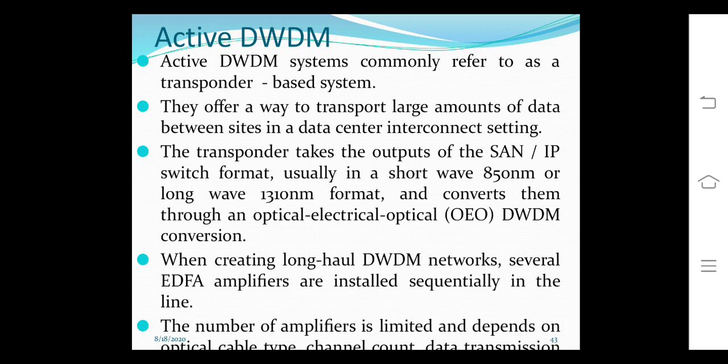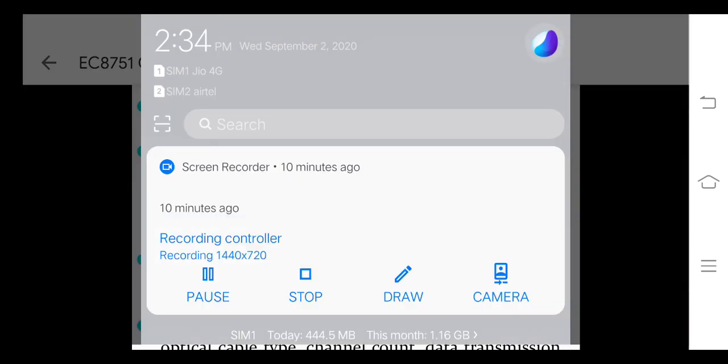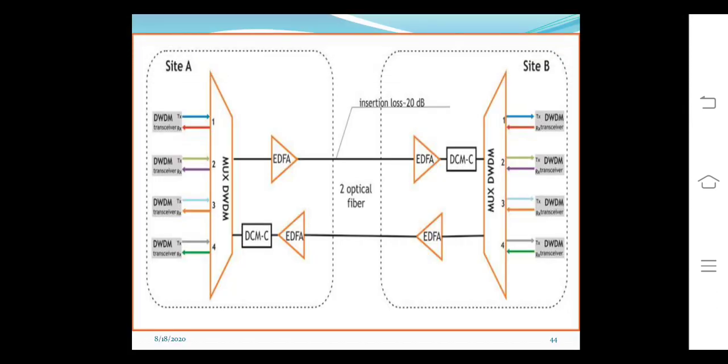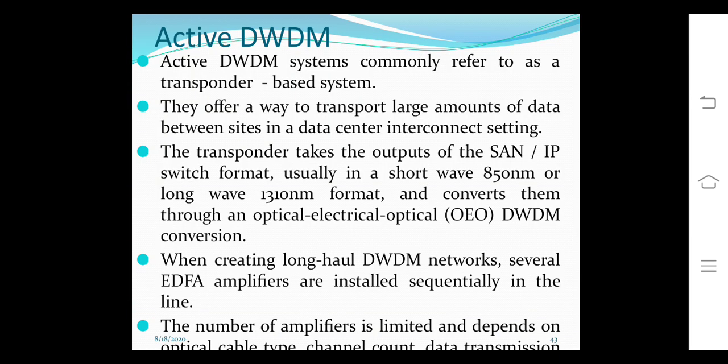So OEO DWDM conversion. When creating long haul DWDM networks, several EDFA amplifiers are installed sequentially in the line, and the number of amplifiers is limited and depends on the optical cable type, channel count, data transmission rate of each channel and the permissible OSNR value.